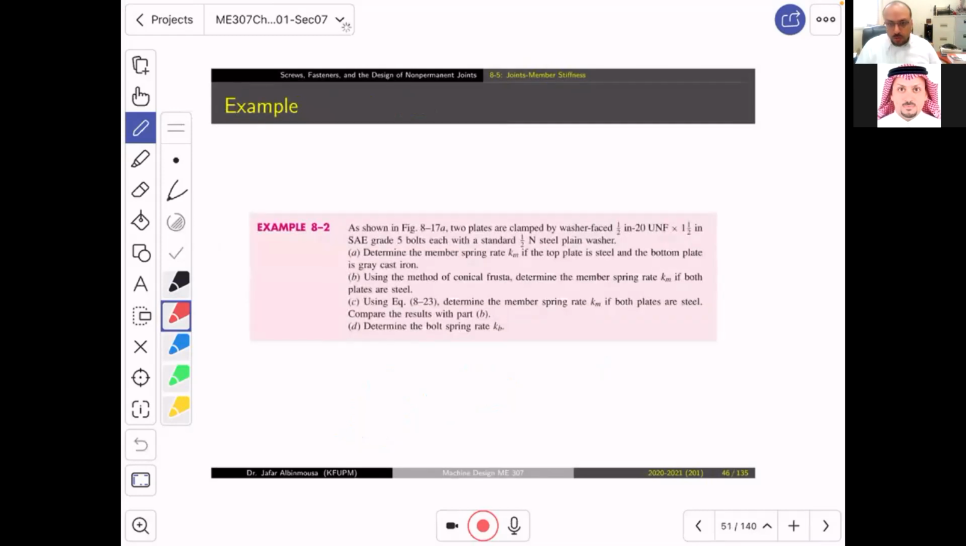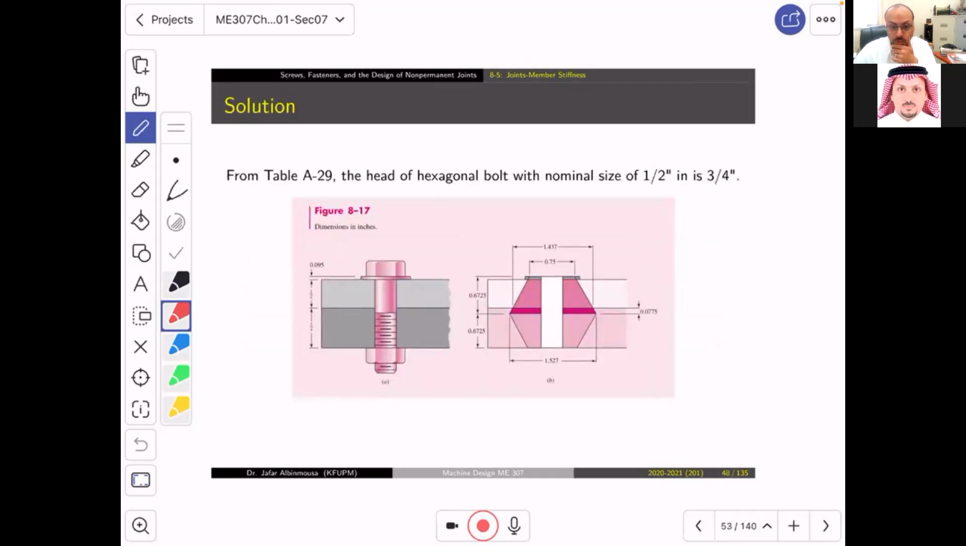So what are we going to do? We need to read this example together and start solving it. Now, it says, showing in the figure, I'm going to show you the figure. This is the figure. The figure is coming. Okay, so this is the figure. We're going to now go to the question.